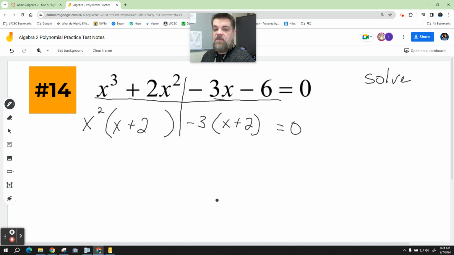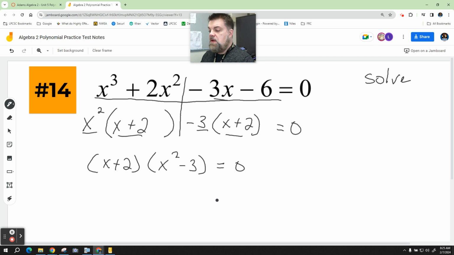Now what's interesting, both of these have an x plus 2. So if I factor out the x plus 2, then the remaining parentheses are just going to be x squared minus 3. And that's equal to 0. Remember that once I have something factored, then I'm going to have to set both factors to 0. So if I say x plus 2 equals 0, then I also have to say x squared minus 3 equals 0, and then we'll solve.